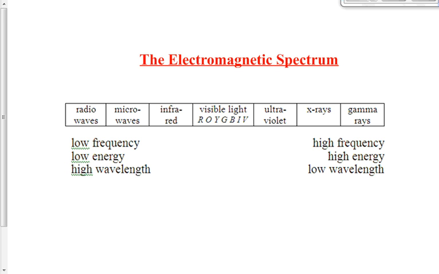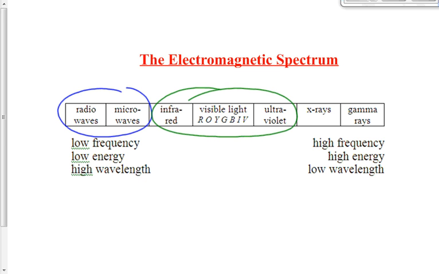On Tuesday, we grouped them together. We said radio waves and microwaves kind of go together. Infrared, visible light, ultraviolet kind of go together. X-rays kind of by themselves. Gamma rays kind of by themselves as well. And then we talked about what causes specifically, not just in general what causes EMR, but specifically what causes each of these types of EMR, radio waves, microwaves, and so on.